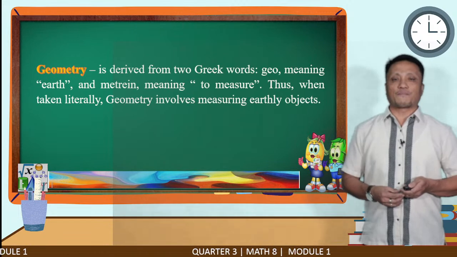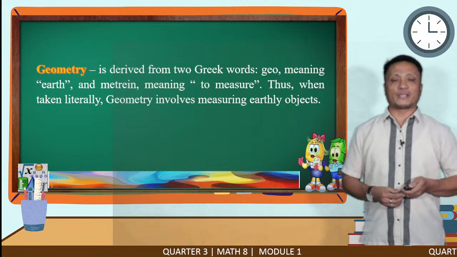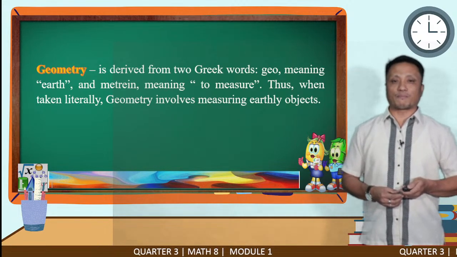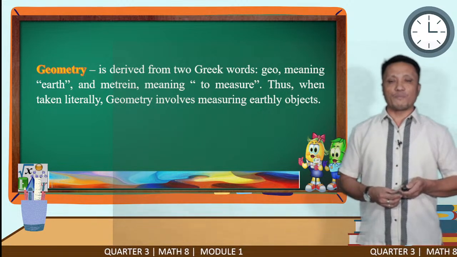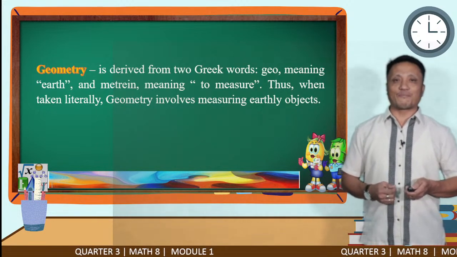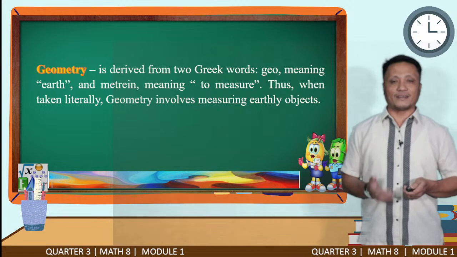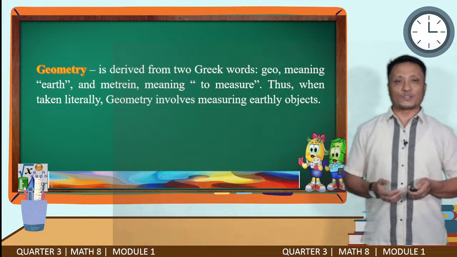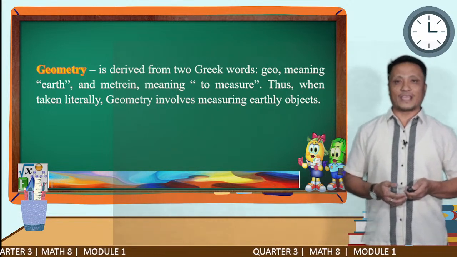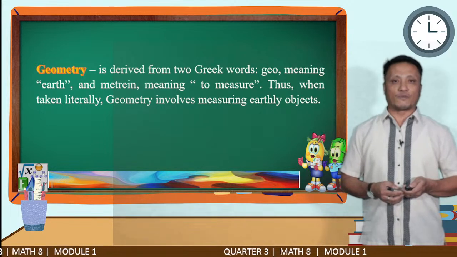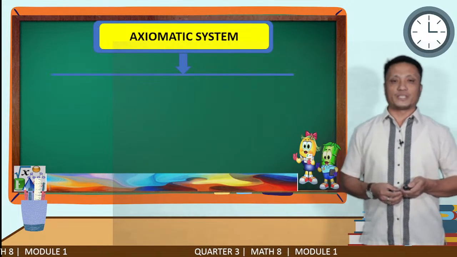Axiomatic system is an introduction to geometry. So this time, it is but proper for us to define geometry. Geometry is derived from two Greek words, geo meaning earth and metren meaning to measure. Thus, when taken literally, geometry involves measuring earthly objects.